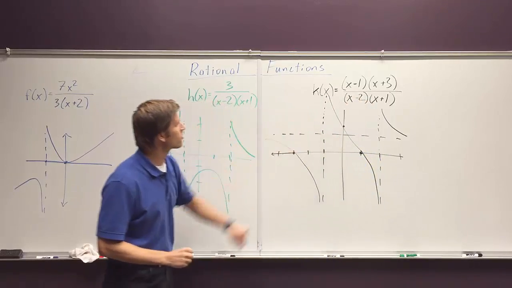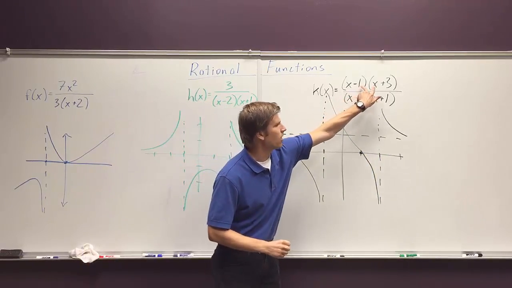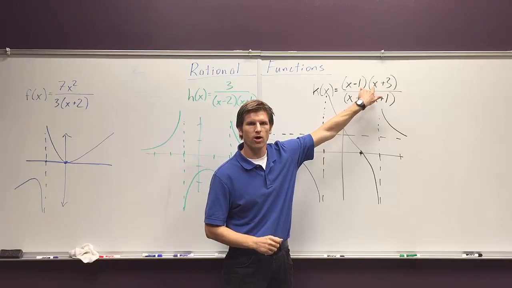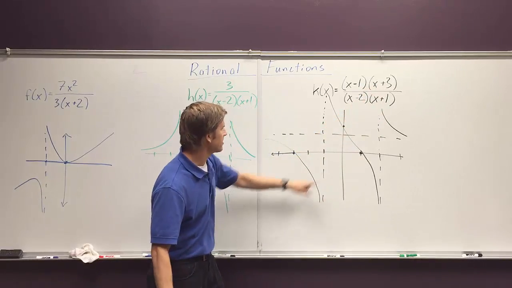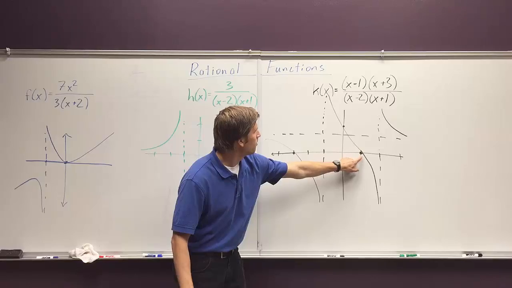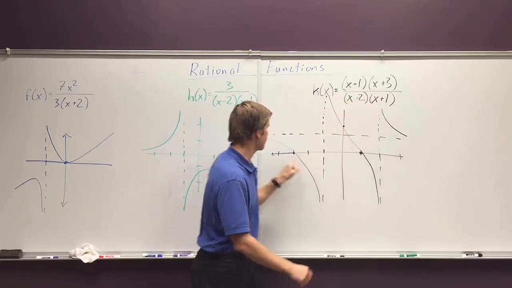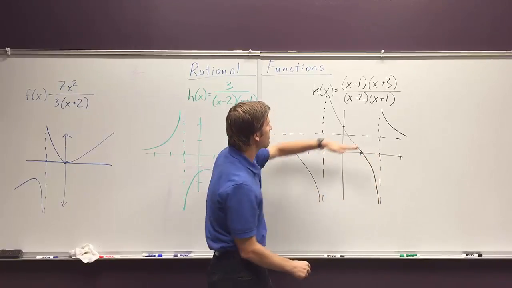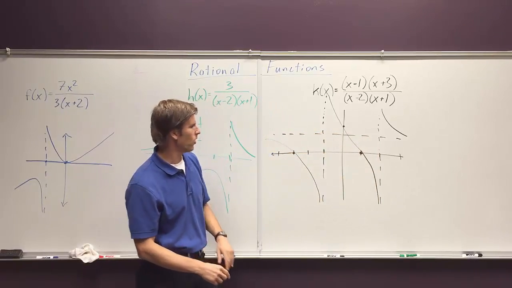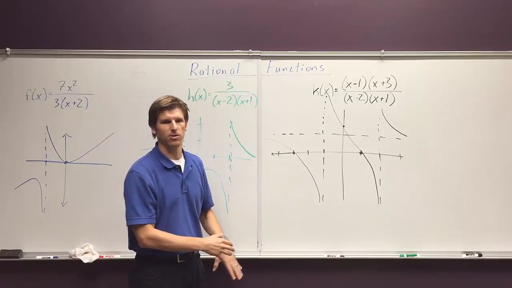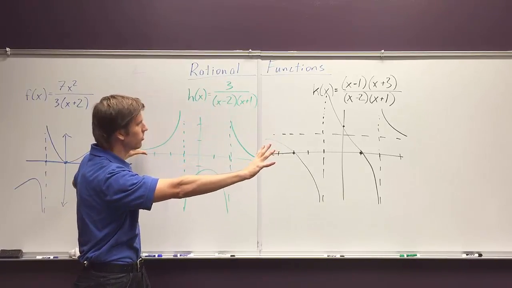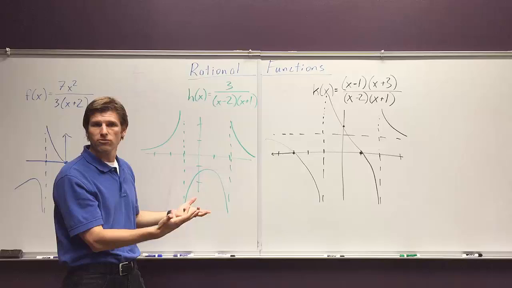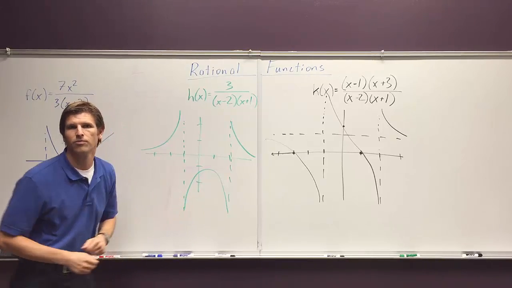Last but not least, notice this picture. We have 2 zeros. Those are places where it crosses the x-axis. One is at +1, one is at -3. Then I have 2 vertical asymptotes there. I have a horizontal asymptote at y equals 1. And so this is what the graph ends up looking like. This is just to familiarize you with rational functions in general.